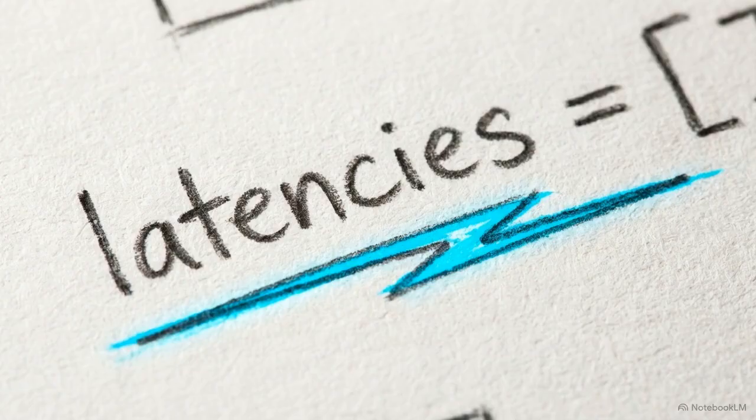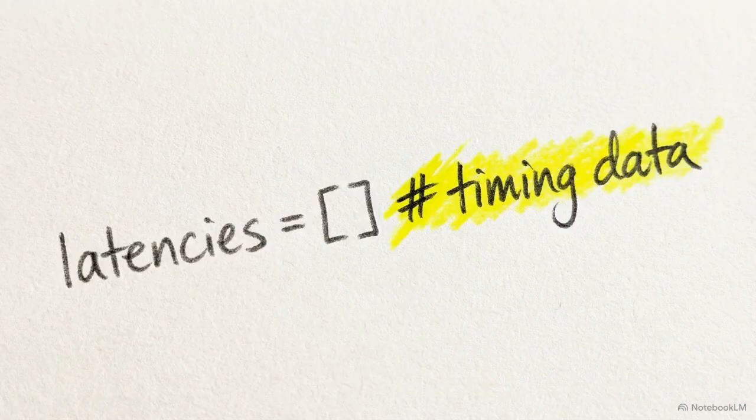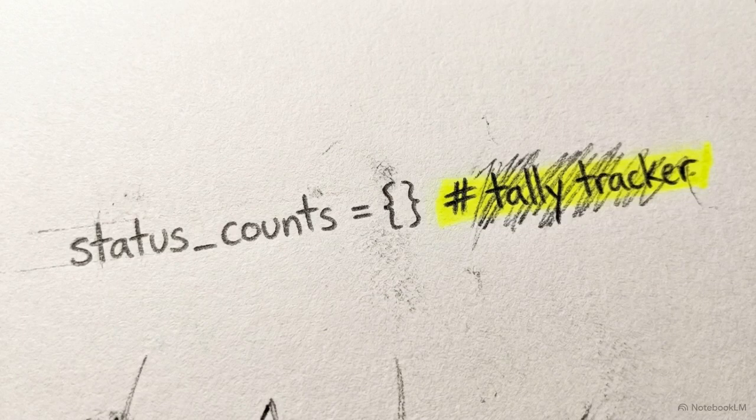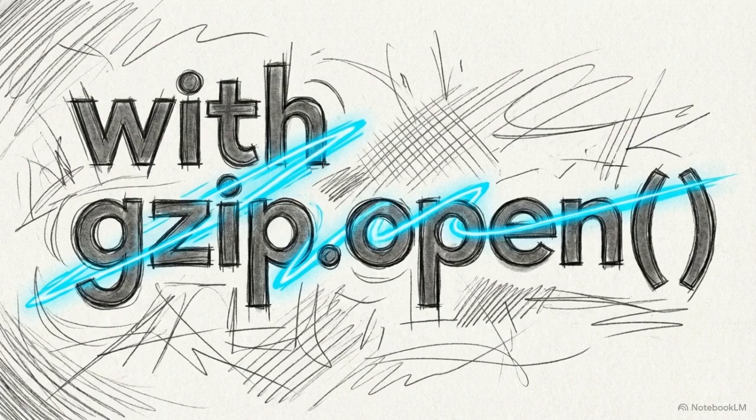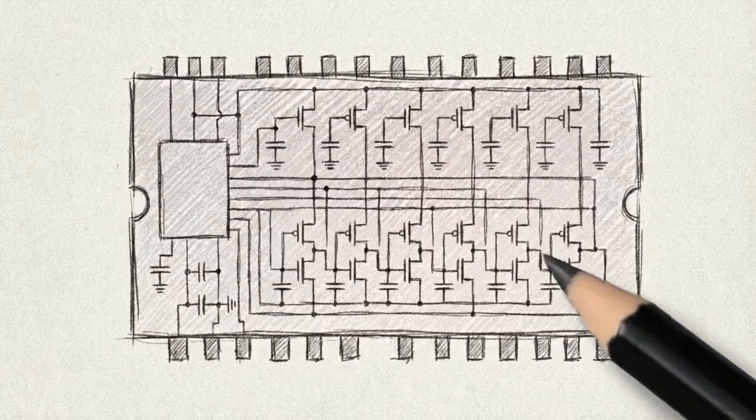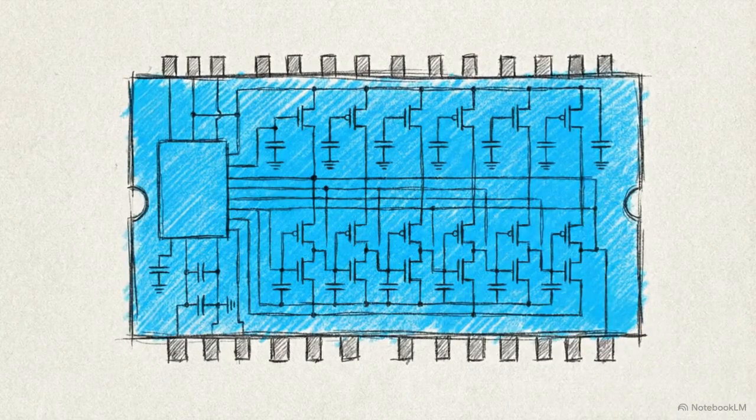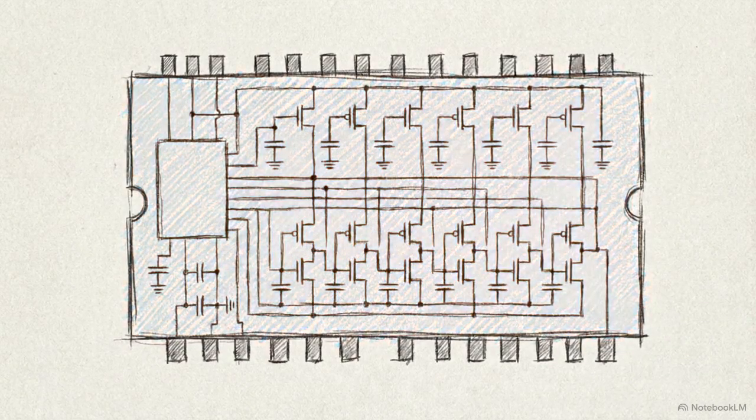Create an empty list called latencies to store response times, and an empty dictionary called status counts to record HTTP response code frequency. We use the gzip.open function within a with statement. This ensures system resources are managed efficiently, opening the stream to read data and closing it once the script finishes.